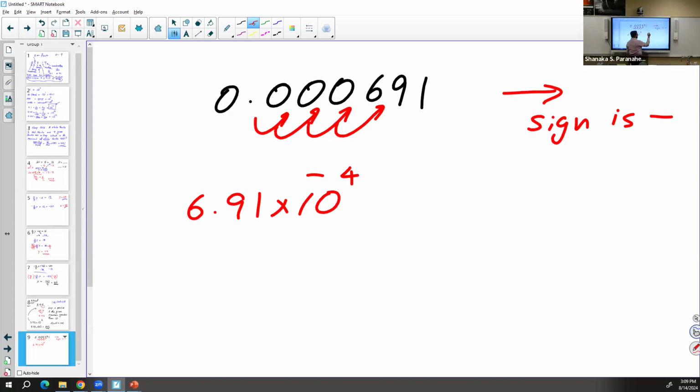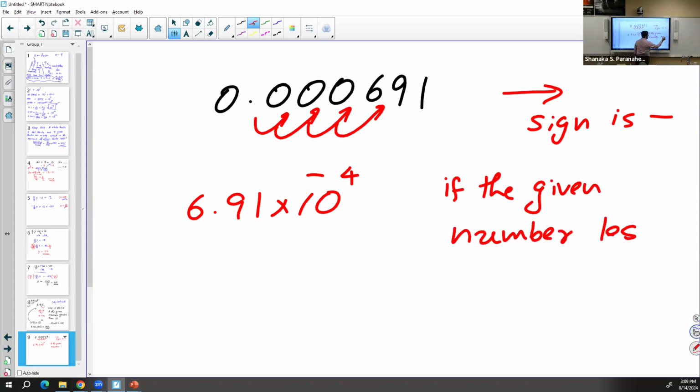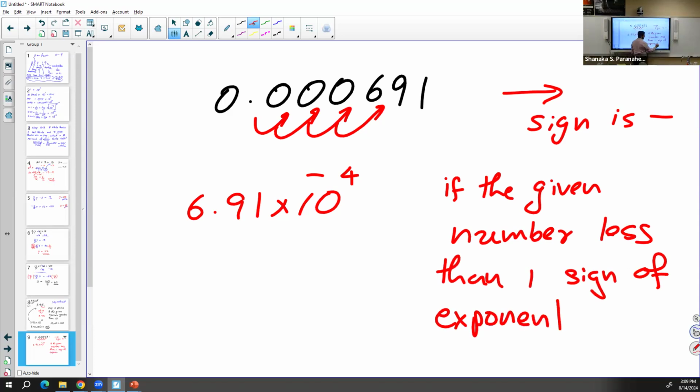If the given number is less than 1, the exponent is negative. Most of the time, some students, not all, might end up with the wrong sign. So please keep this in mind. You should be able to understand the sign of the exponent, whether it's positive or negative. Okay, so let's try a few examples.